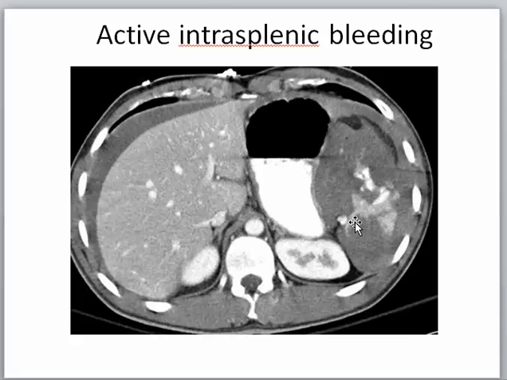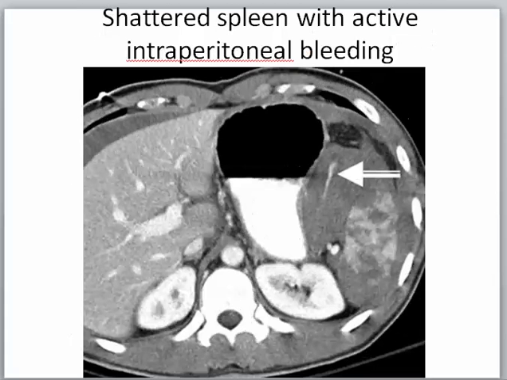You will be able, if you do dynamic study arterial phase, to see the intrasplenic or intravascular bleeding, and in this case the spleen is torn off and there is some bleeding inside. Here there is bleeding intraperitoneal. There is something bleeding intraperitoneal with the shattered spleen and bleeding intraperitoneal.